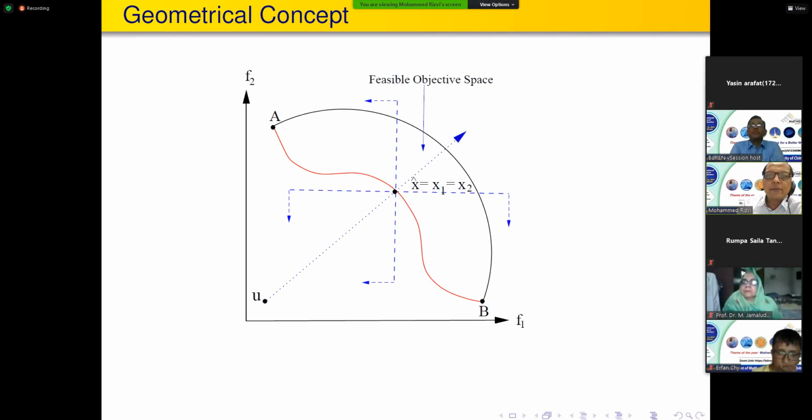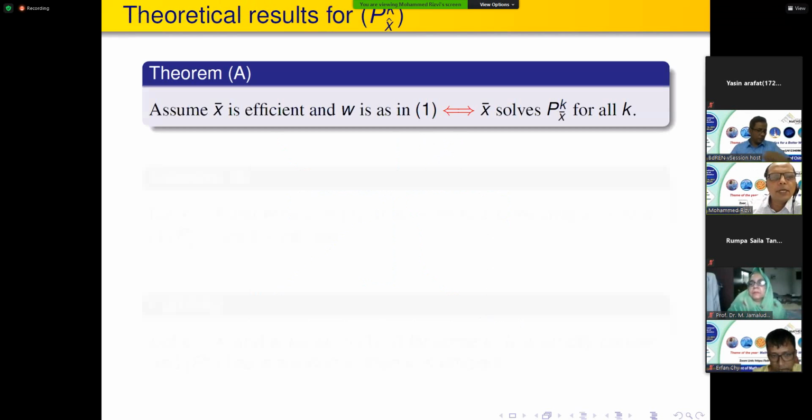There are two kinds of evidence. You can put it either theoretically or numerically, or if you provide both, that works very well to publish papers in very good journals. So what was the theoretical evidence? The theoretical evidence says that if you know that X bar is efficient for the original problem, which I call P, then X bar is also the solution of all subproblems. That's already proved.